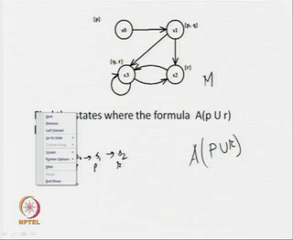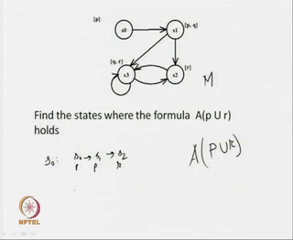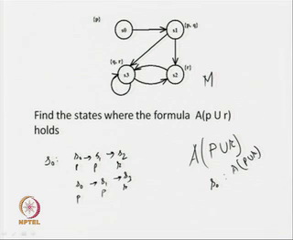Similarly, another path we get is S0, S1 and S3. Again in S0 P is true, in S1 P is true, and in S3 R is true. So we are getting some state in the future where R is true, and in all the preceding states of this path P is true. So we can say that in S0, A[P until R] is true.